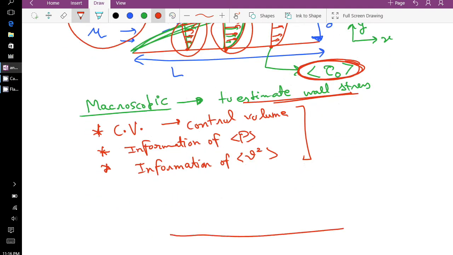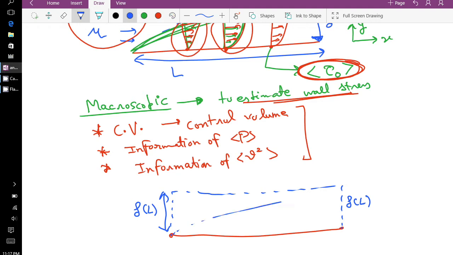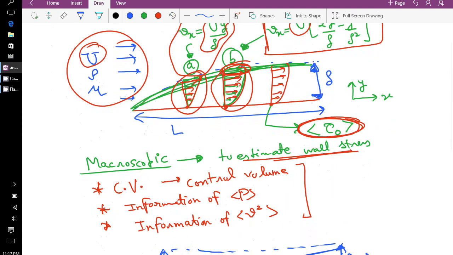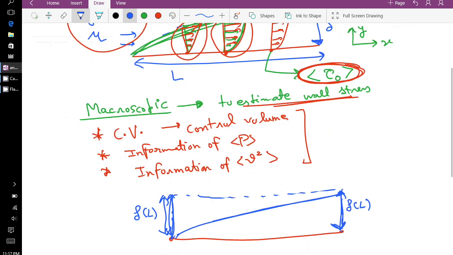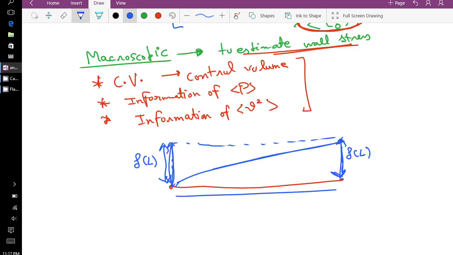Because we want to calculate over the entire region, you can imagine that I would prefer a control volume like this, with boundary layer delta as a function of L. At y equal to L, this is the region of maximum boundary layer, and here velocity will follow this profile, while at the leading edge the velocity will be constant. It will be U everywhere.